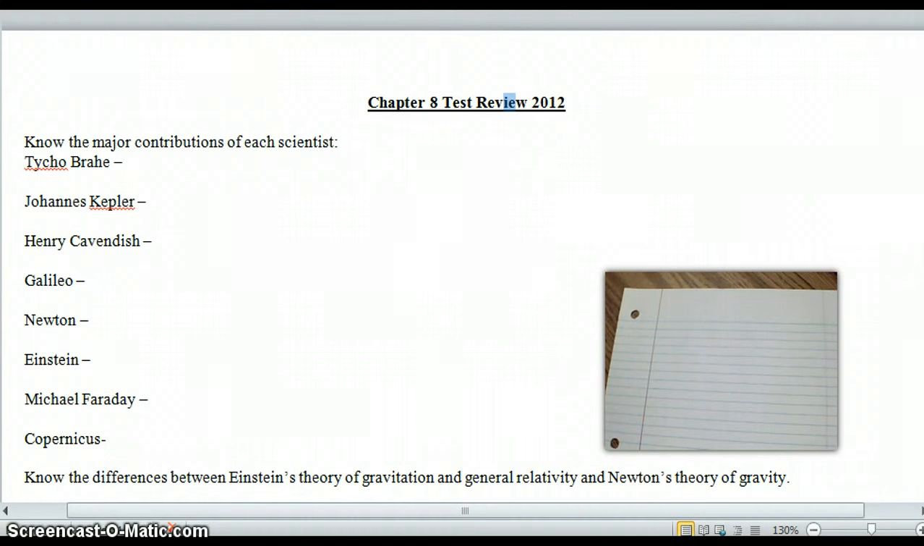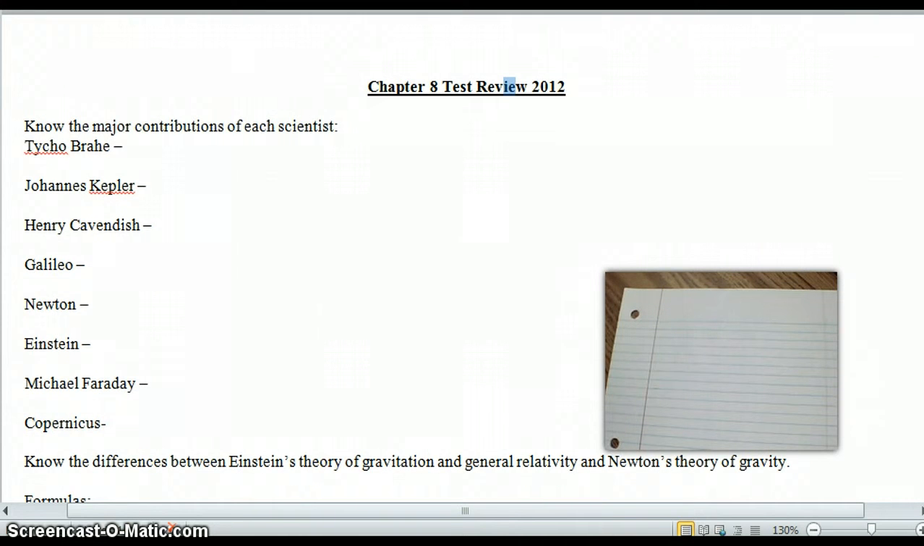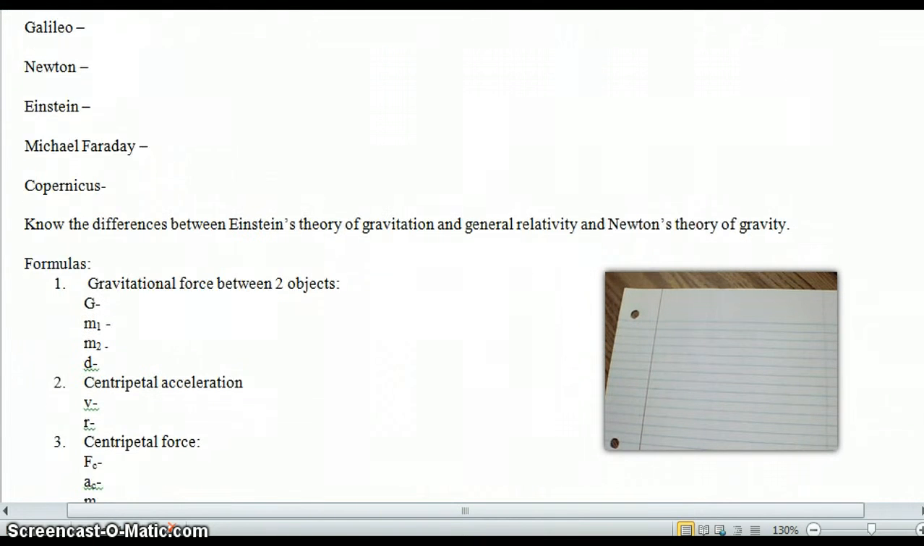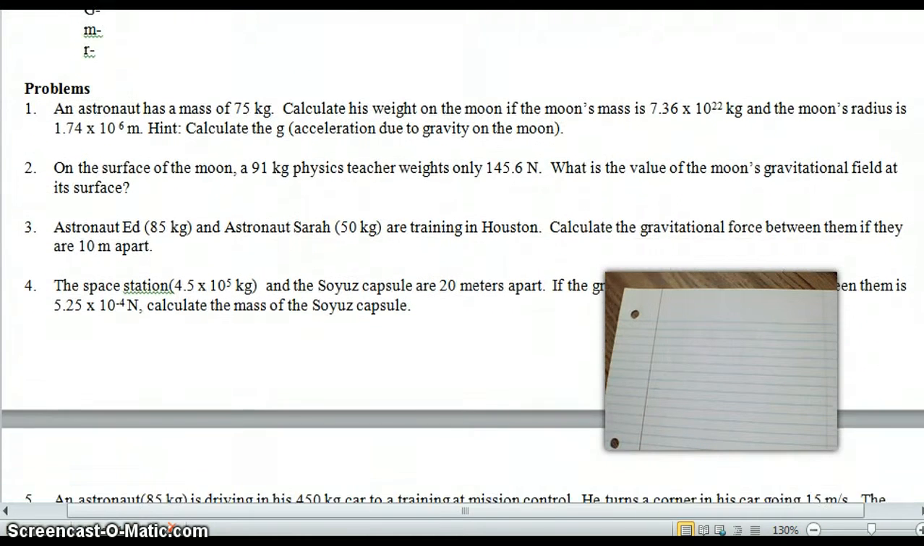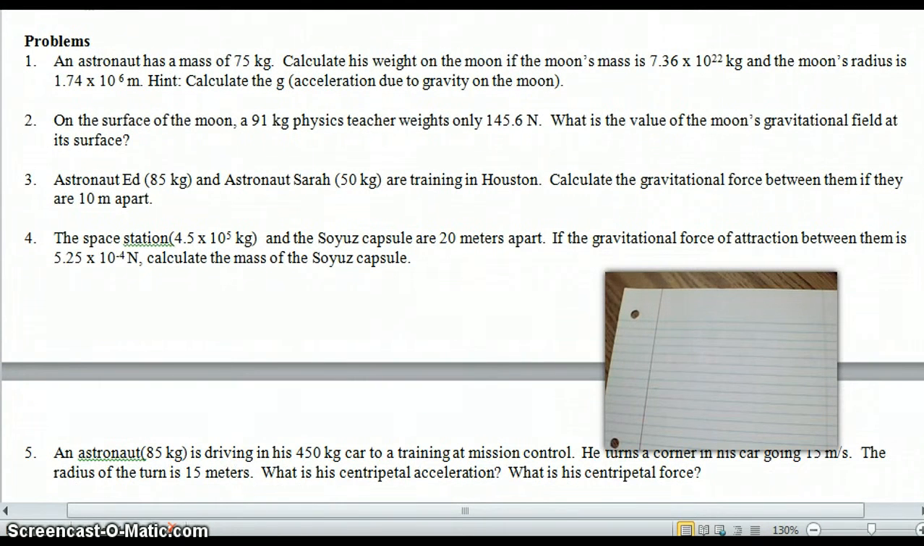Hey guys, I'm going to work through the Chapter 8 test review. I'm not going to go over the scientists or the variables in the equations, but that's in the key that I've also posted on my teacher webpage. So I'm going to start down here with the problems and work through the problems with you.